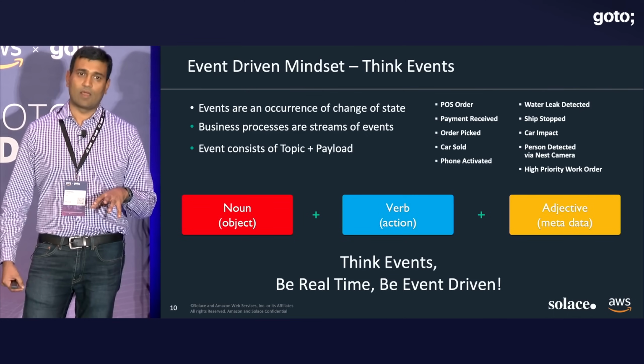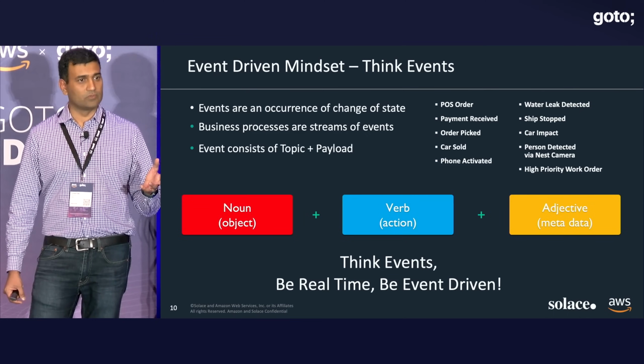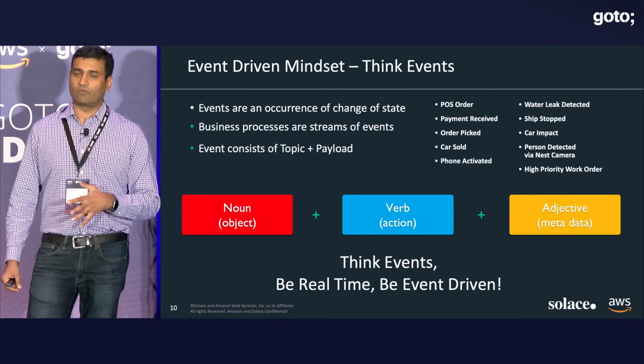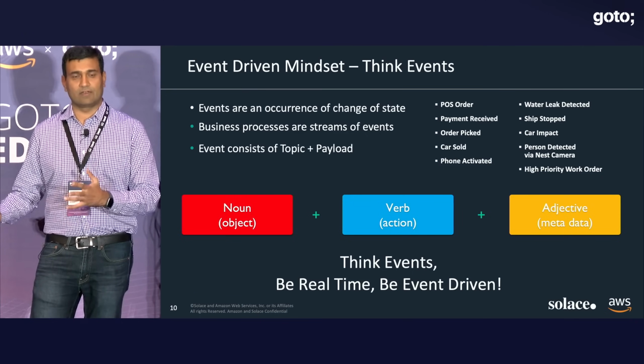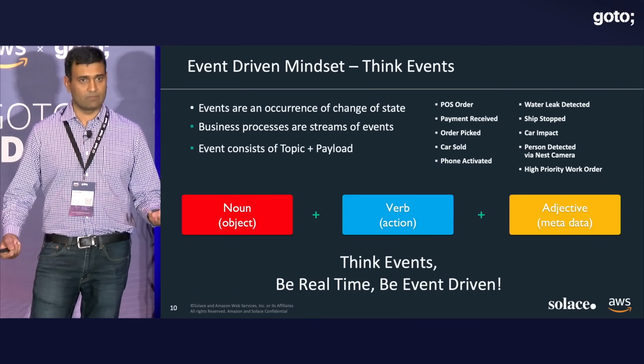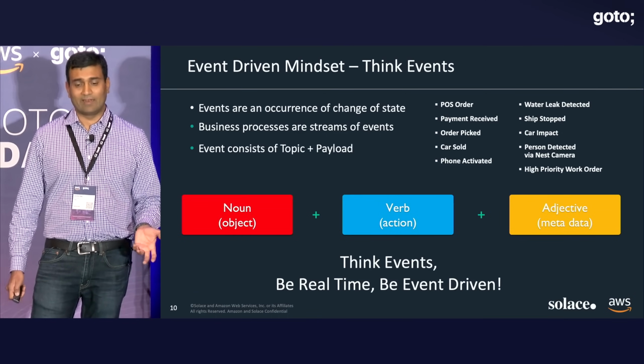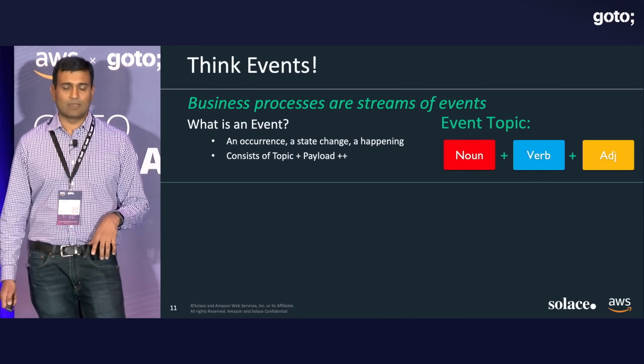And finally, you have some metadata associated with that, and that is a very important part of the event. Metadata can be version 1 of the event, or an event originated from a particular region, or a date, or the type of the transaction. And in the next slide, we'll see some examples associated with it.